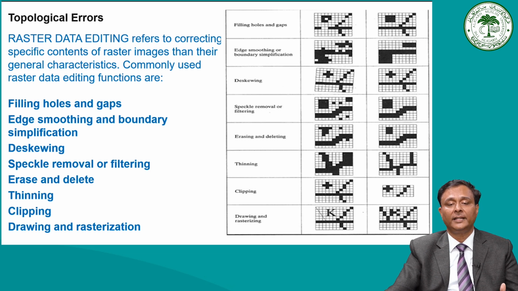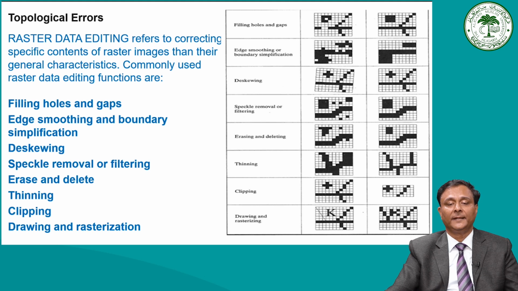Another can be erase or delete. Here we would be removing the unwanted pixels. You see the examples very clearly. It is visible as to how the raster data, topological raster data, is corrected. So these are errors which come into the raster topological data. Another can be thinning, to reduce the representation of linear features to single cell width. It is done to preserve sharp corners and round corners. And this example we have again seen in our previous sessions.